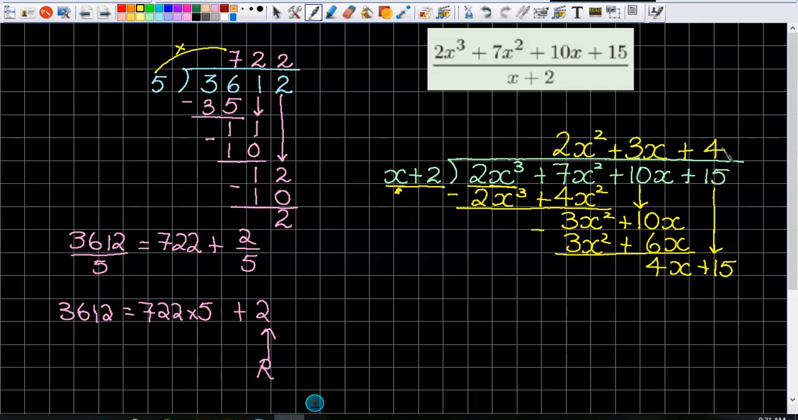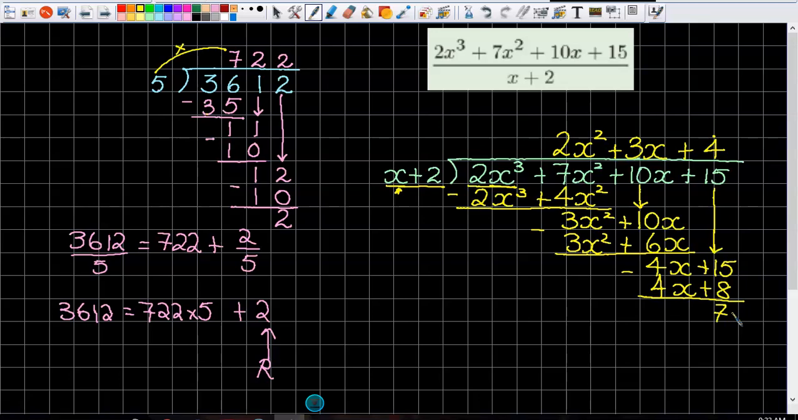But you haven't finished because you have to now multiply this 4 by the x plus 2. So we end up with 4x plus 8. 4x take 4x, golden because they disappear. 15 take 8 is 7. So that's why we end up with a remainder of 7.